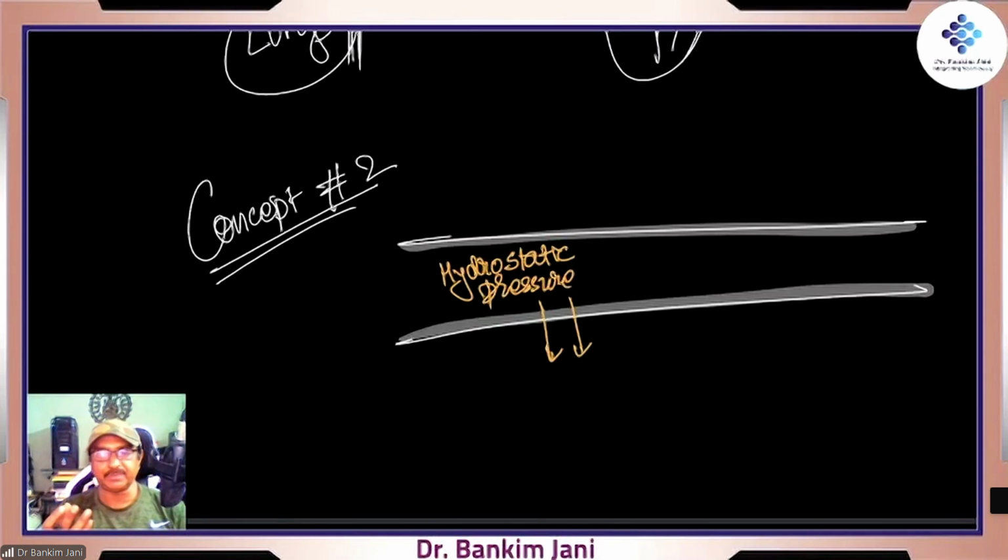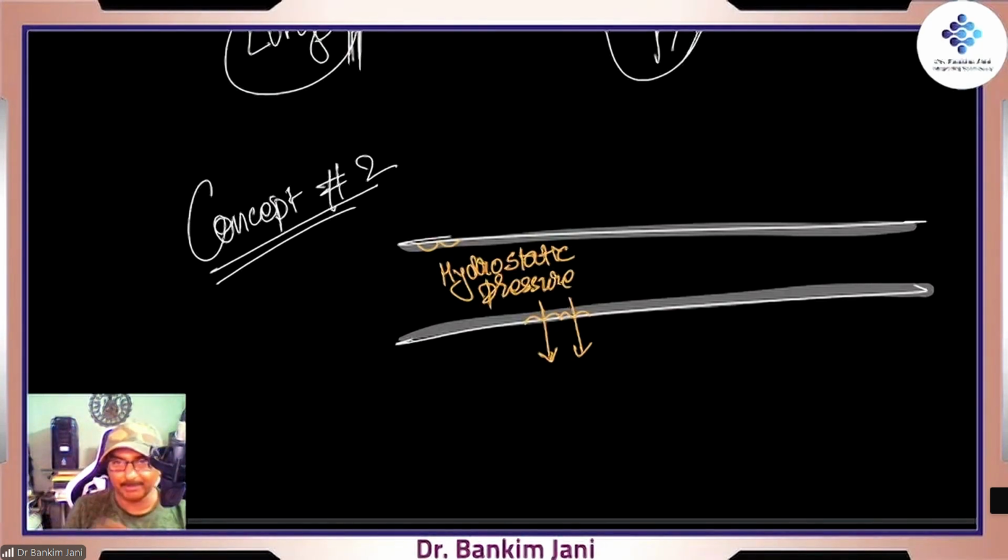Hydrostatic means the pressure which is generated on the walls. Hydro means water. So the pressure which is generated by the fluid on the walls. If the pressure increases, that fluid will go across the endothelium, through the spaces in between, and out. That is the hydrostatic pressure.